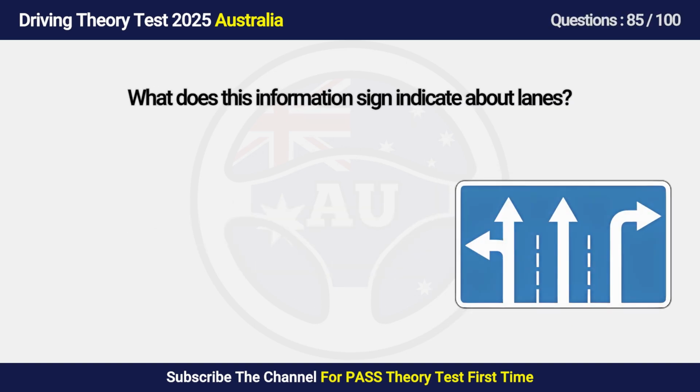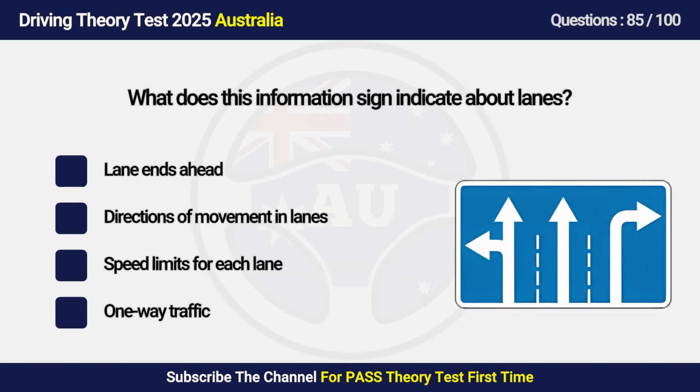Question 85. What does this information sign indicate about lanes? A, lane ends ahead. B, direction of movement in lanes. C, speed limits for each lane. D, one-way traffic.